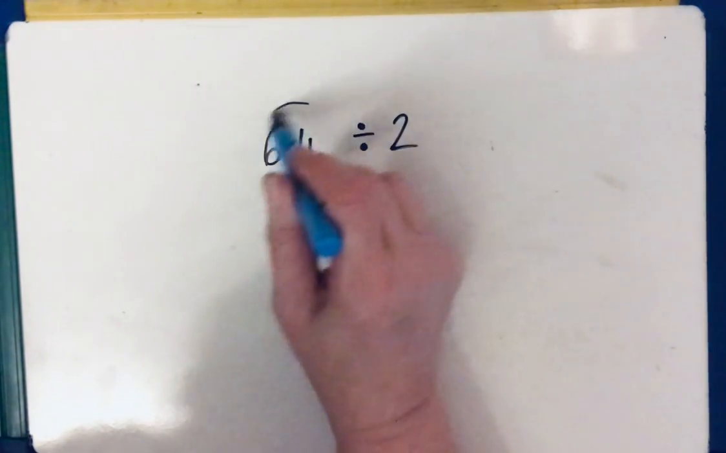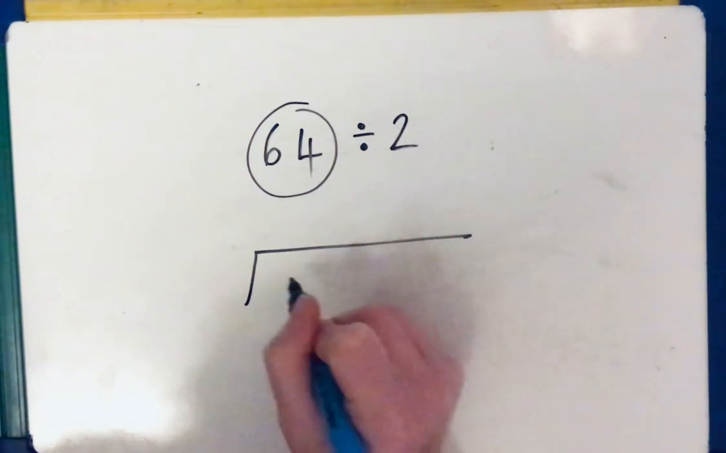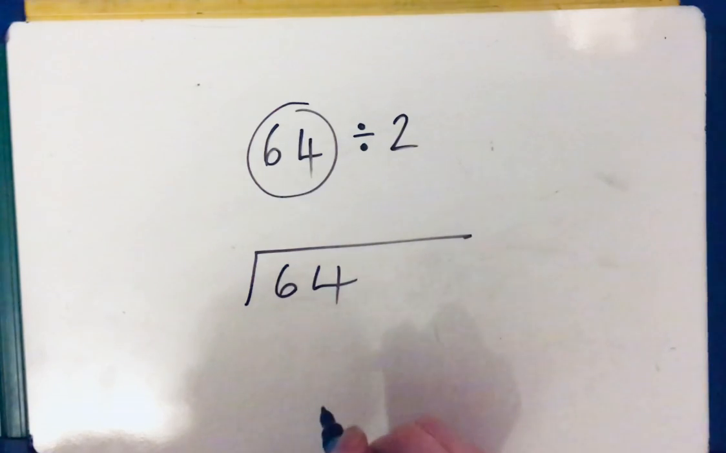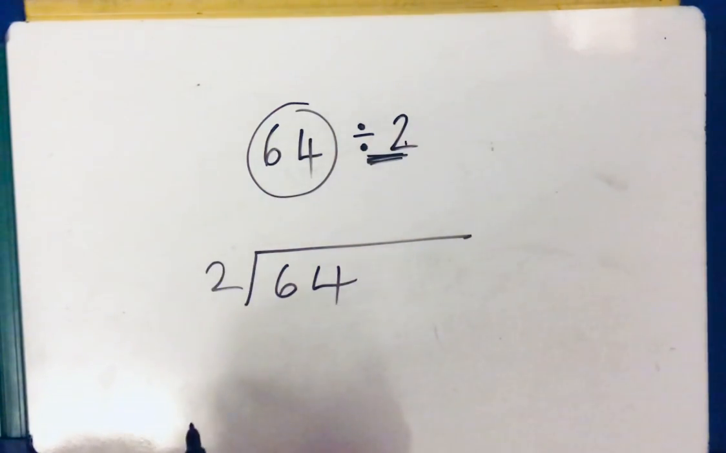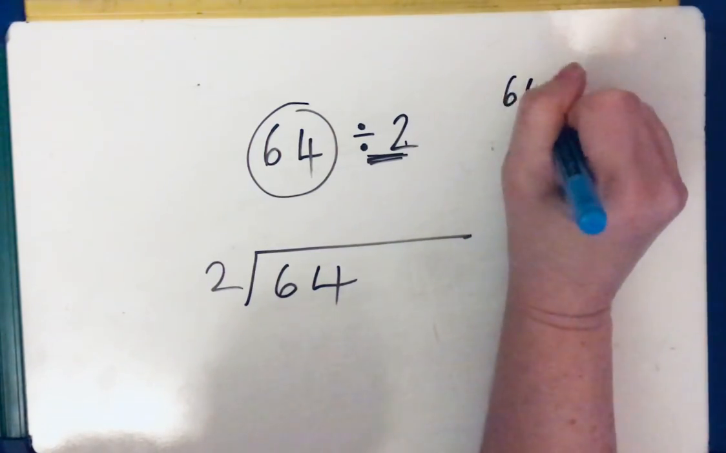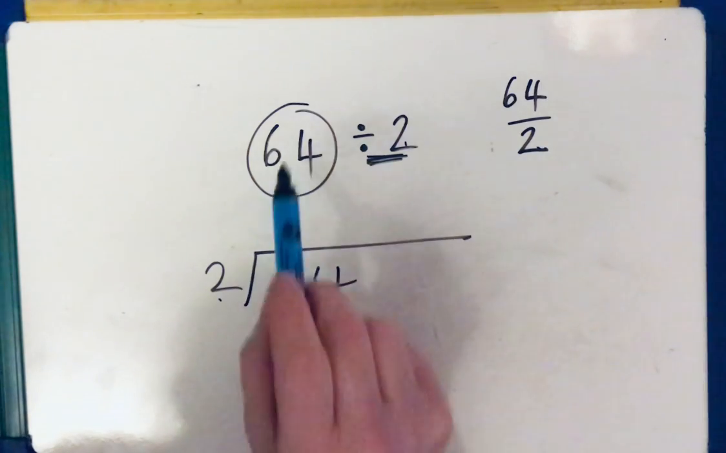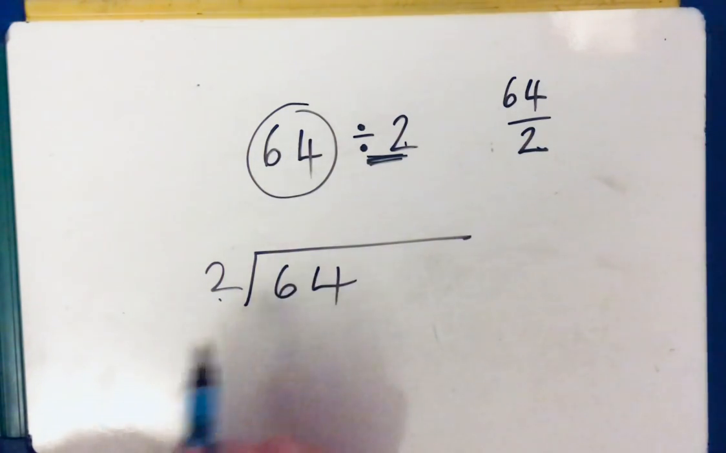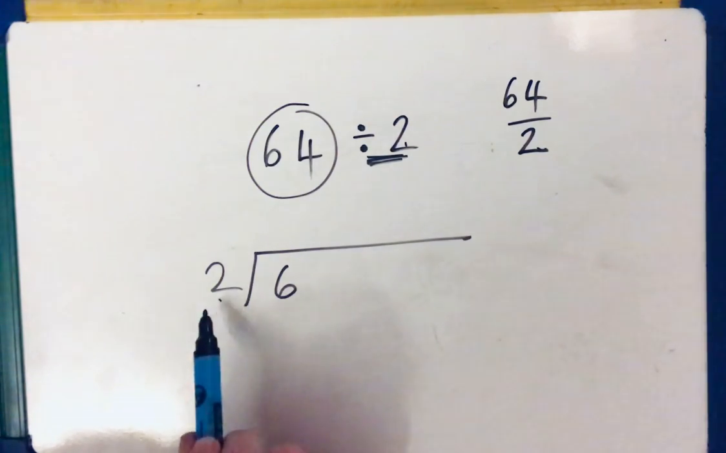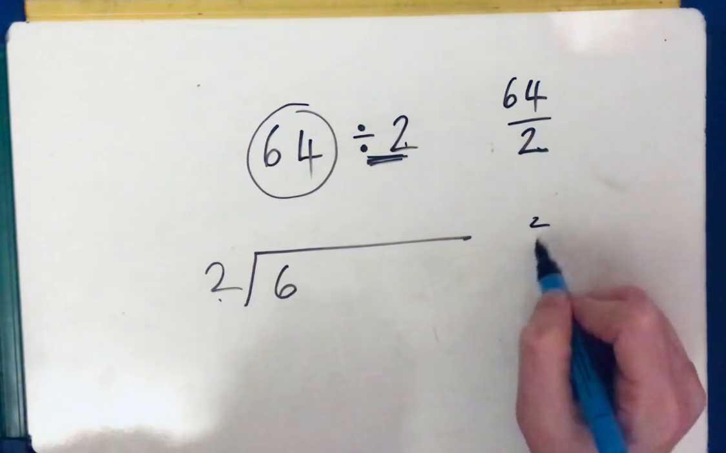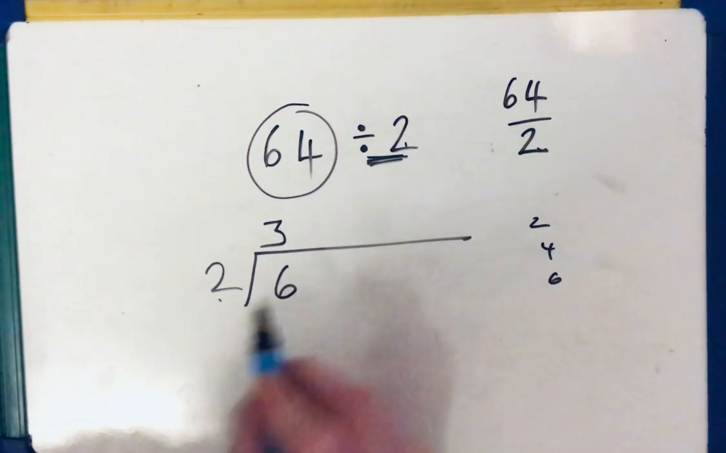Well, that's the part that goes in the bus stop. So you draw your bus stop and 64 goes in there. The dividing part goes on the outside. If the question was written like this, the bottom goes on the outside and the top goes on the inside. So now we ignore the 4, pretend the 4's not there, and just say how many 2's go into 6. Well, 2, 4, 6. So it goes in 3 times.